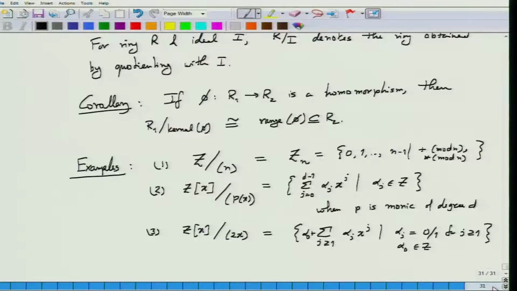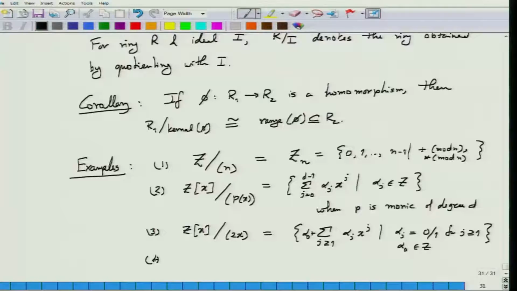Is it? Yes. If we do Zx quotient x, is that x quotient x? Yes, then it will become Z. That's only Z, that's right. There's nothing else there. You can write that Zx quotiented with x is simply isomorphic to Z.